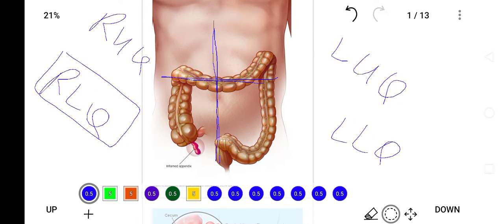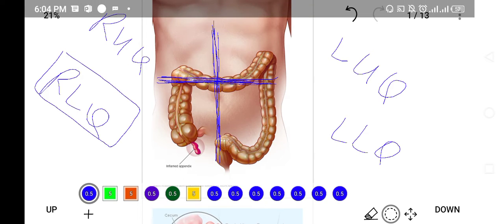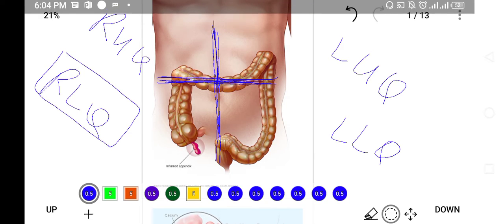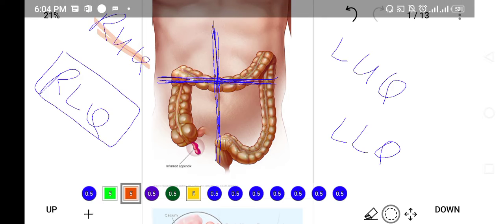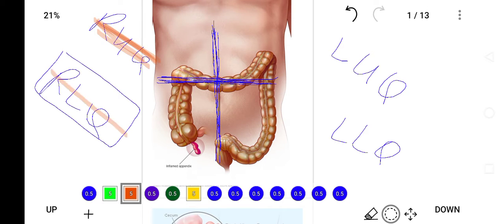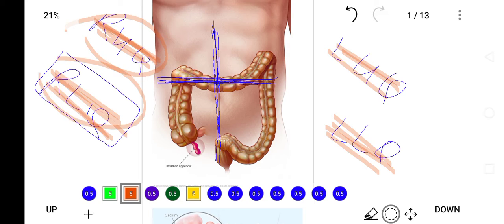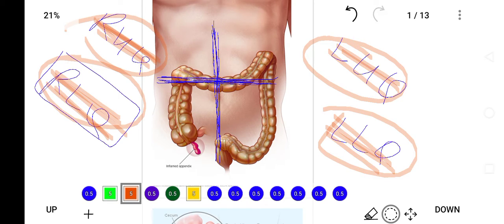Before moving towards appendicitis, let us look at the normal distribution of the abdomen. It is divided by imaginary lines, one vertical and one horizontal, into four quadrants: right upper quadrant, right lower quadrant, left upper quadrant, and left lower quadrant. Now the appendix is present in the right lower quadrant.